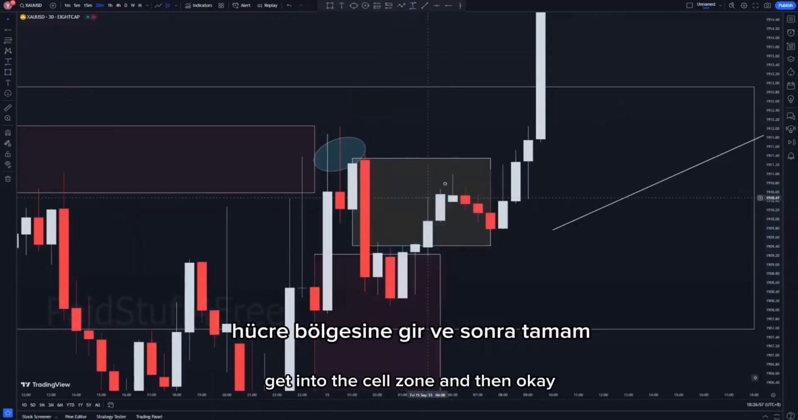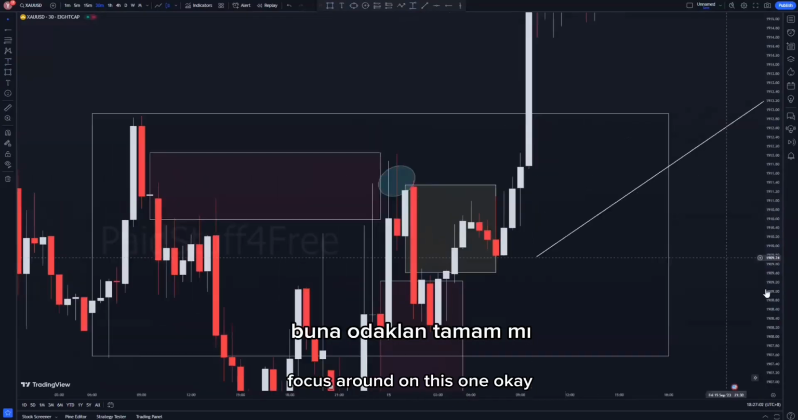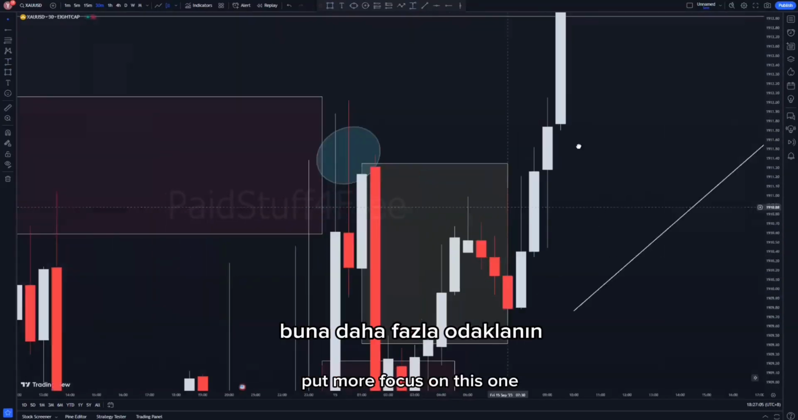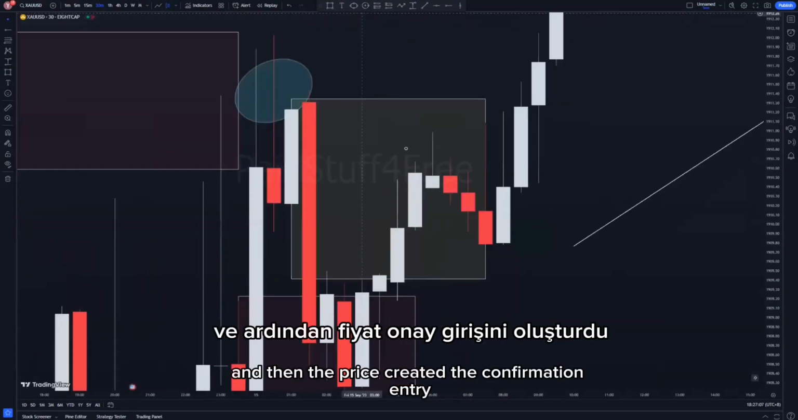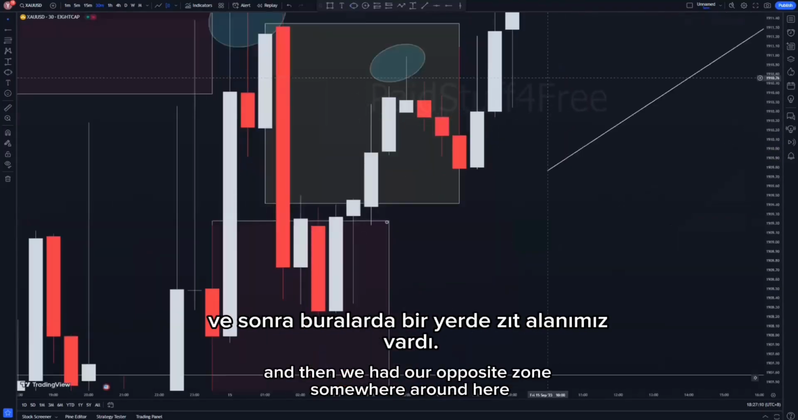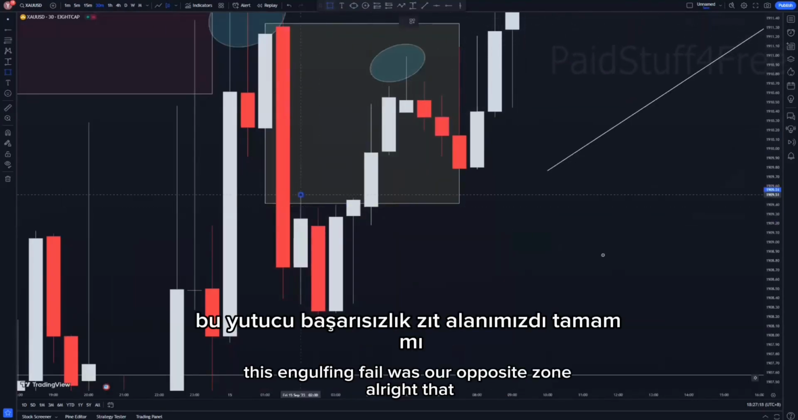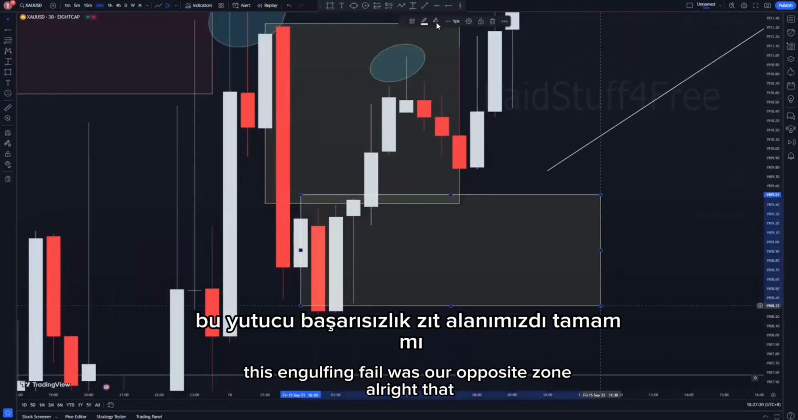get into the sell zone. And then, okay, so focus on this one, okay? Put more focus on this one. The price got into the zone, and then the price created the confirmation entry somewhere around here, okay? And then we had our opposite zone somewhere around here, or maybe you can see, oh, this engulfing failed was our opposite zone, all right?